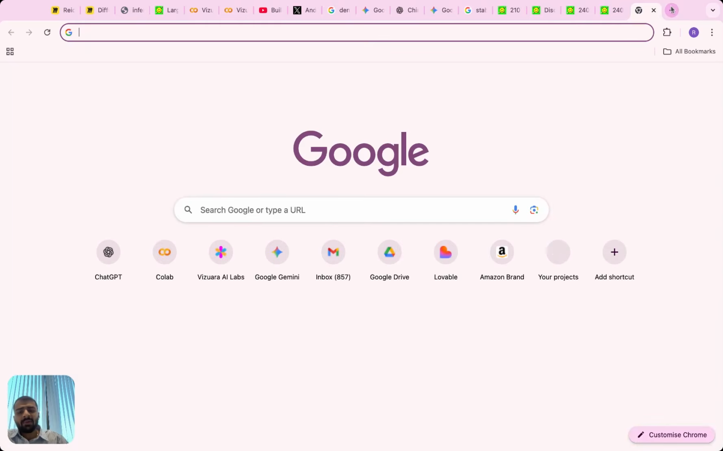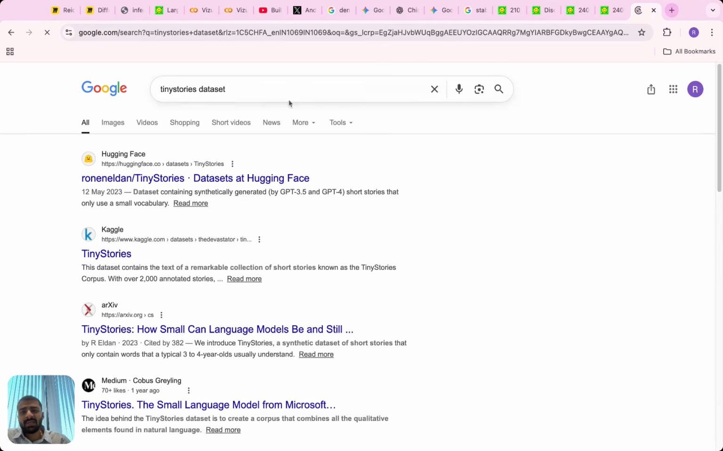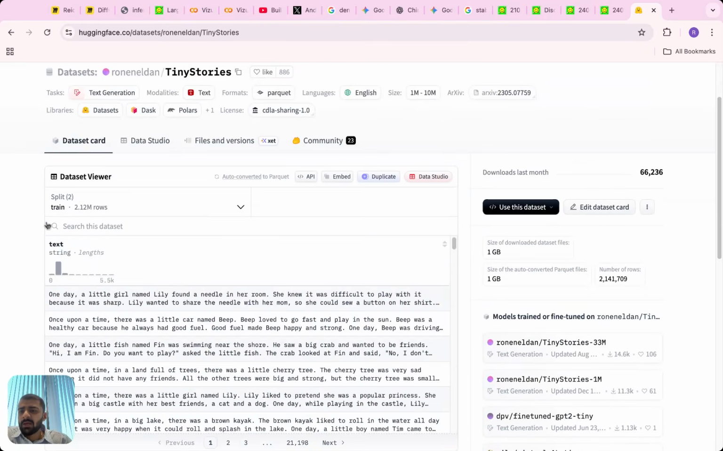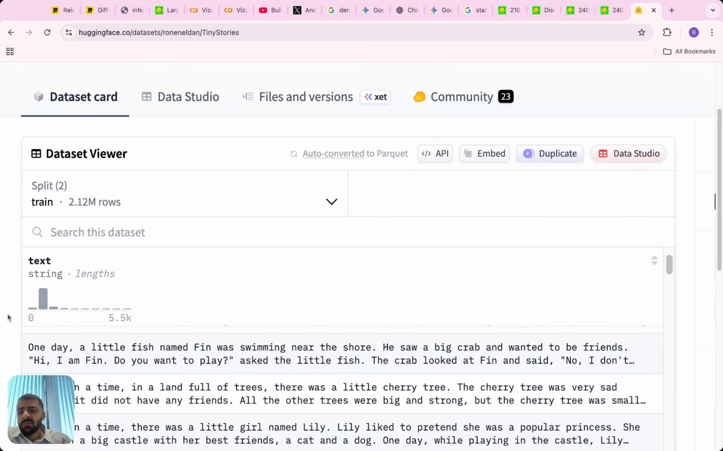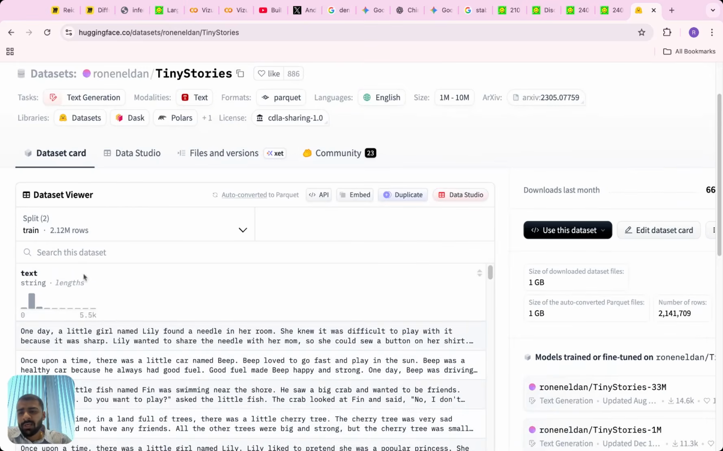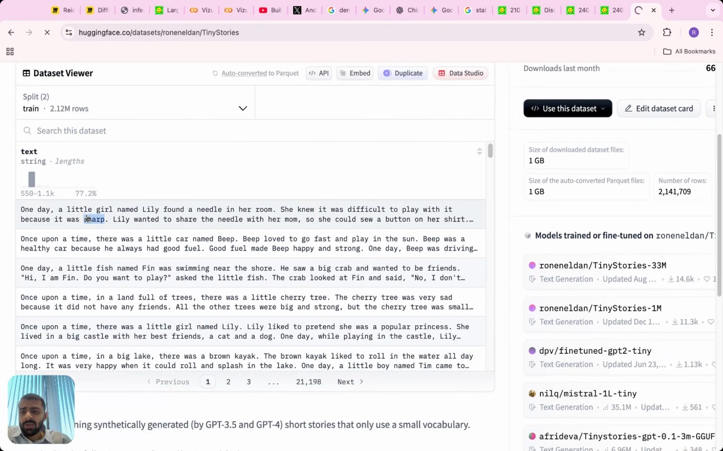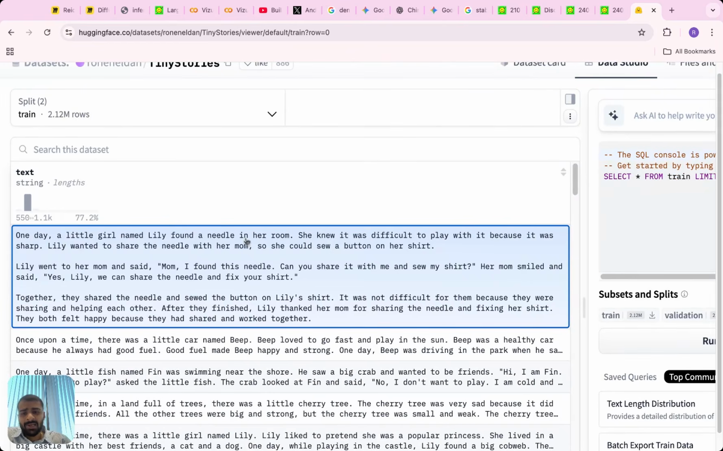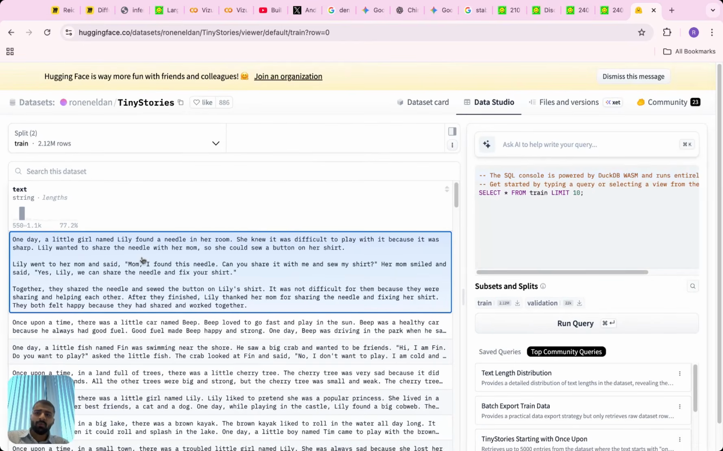So let's motivate the example a bit. We are going to take this TinyStories data set today. This is going to be the same data set on which we are going to build our language diffusion model. This data set essentially consists of around 2 million stories which are such that 3 to 4 year old kids can understand them. If you take a look at one story, it can be something like this. One day, a little girl named Lily found a needle in her room. She knew it was difficult to play with it because it was sharp, etc. This is one story, and there are 2 million such stories, right? So let's start with this data set.